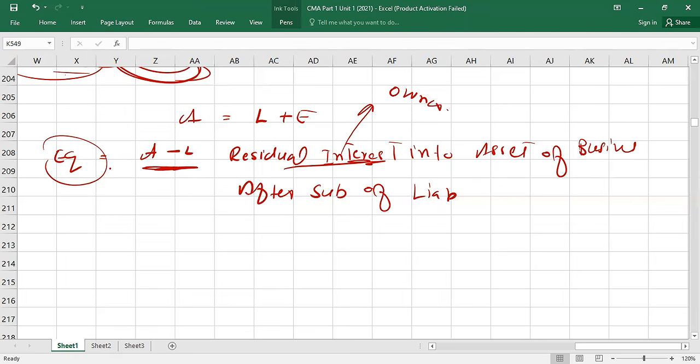Clear? Equity is also called net assets. Please don't forget. It's another word for net assets. Assets minus liabilities is equity, also called net assets. Now, in equity, which items do we have?